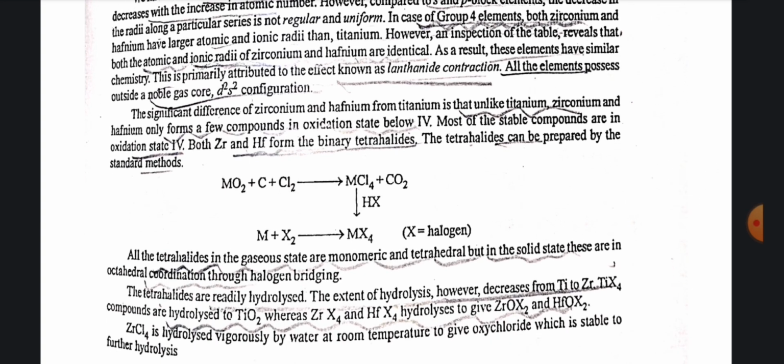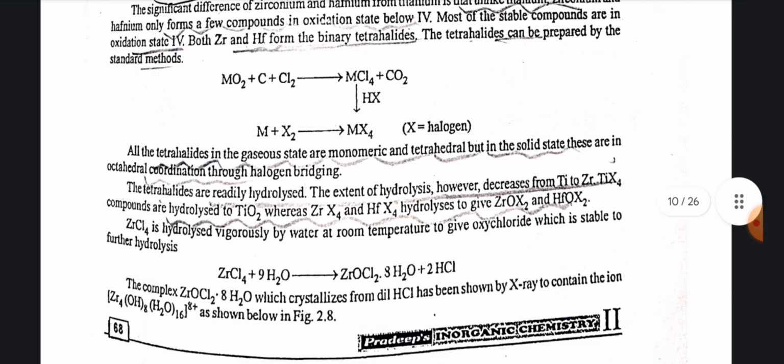All the elements possess, outside a noble gas core, a d2s2 configuration. The significant difference of zirconium and hafnium from titanium is that, unlike titanium, zirconium and hafnium form only a few compounds in oxidation states below 4. Most of the stable compounds are in oxidation state 4. Both zirconium and hafnium form the binary tetrahalides. The tetrahalides can be prepared by the standard methods.